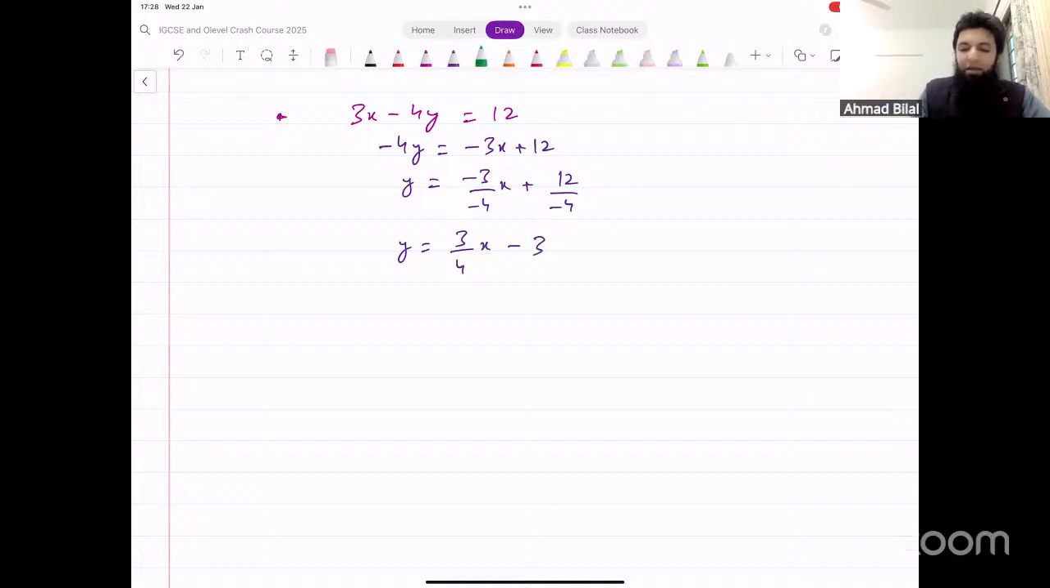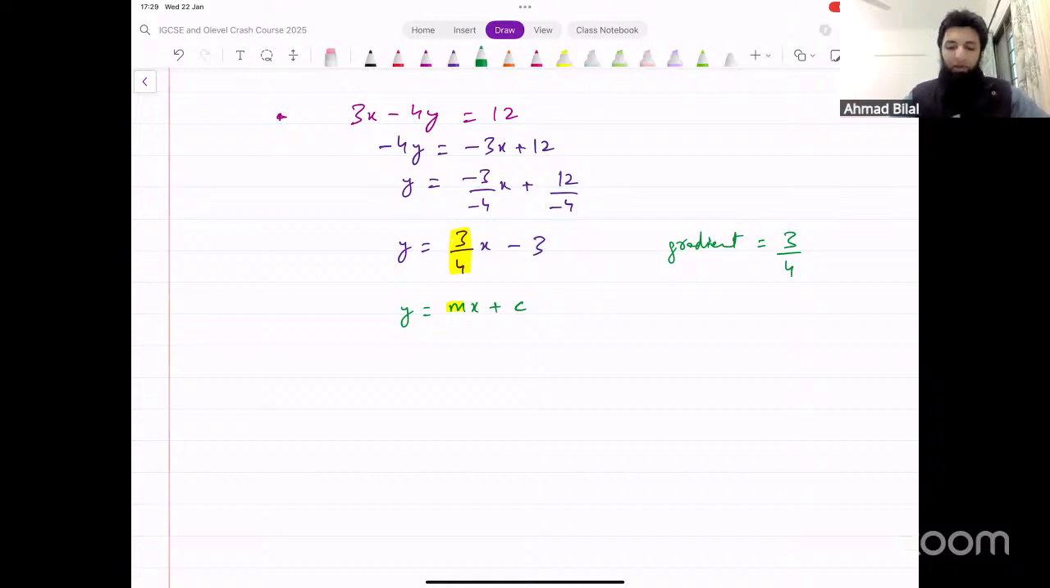And now from this form, we can write down the gradient. We can say the gradient is supposed to be y equals mx plus c. And the coefficient of x here is 3 over 4. Therefore, the gradient equals 3 over 4. And that is what we were looking for.